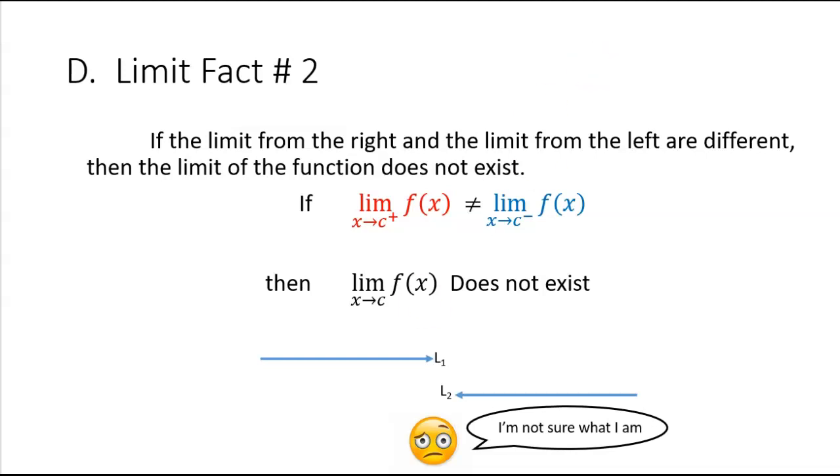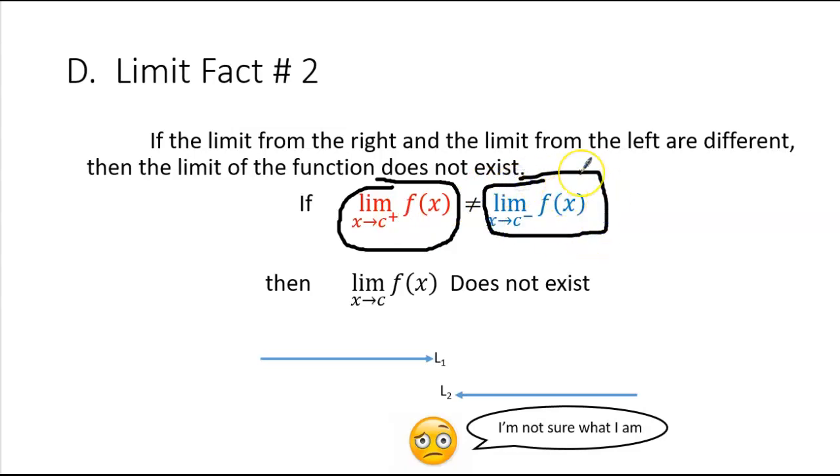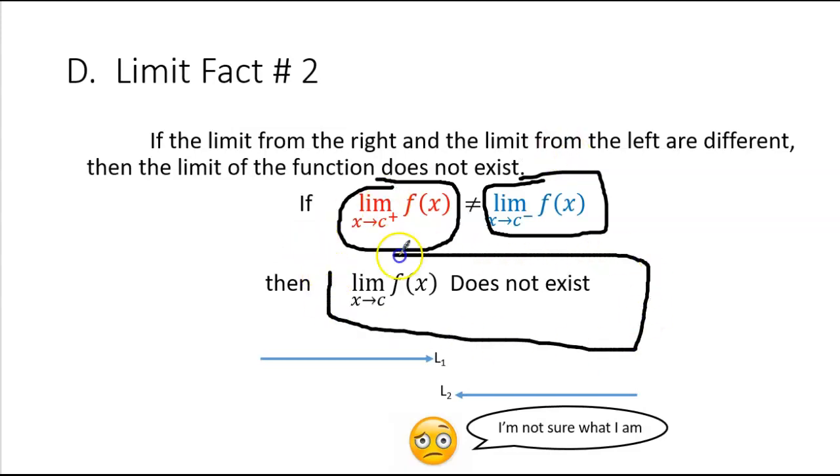Now here's how you would write this mathematically. This represents the limit as x approaches c from the right, and this would represent the limit as x approaches c from the left. And in that case, the inequality in the middle would indicate that they're not the same. That would actually mean that the limit does not exist. Now each one of these one-sided limits exists, but the limit, which has to be both of those put together, does not exist.